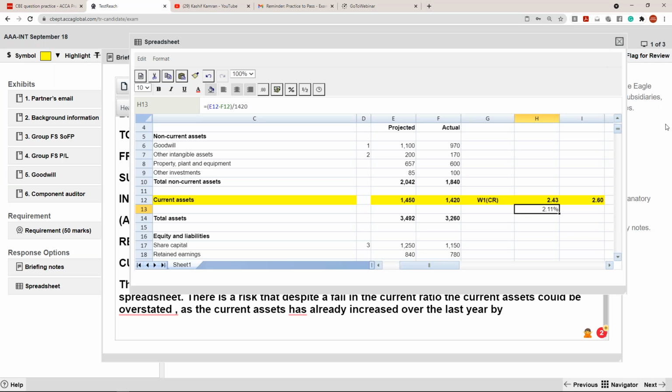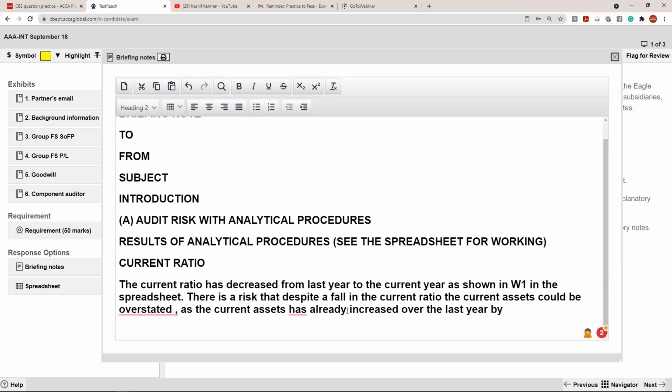Does that indicate there is a risk of overstatement? Does the fact that the current assets have increased by 2.11% indicate that there is a risk of overstatement, everyone? So I can tell the examiner that as the current assets have already increased over the last year by 2.11%, full stop. That's the commentary the examiner needs. You can watch my March 21 webinar for the commentary on the current ratios.